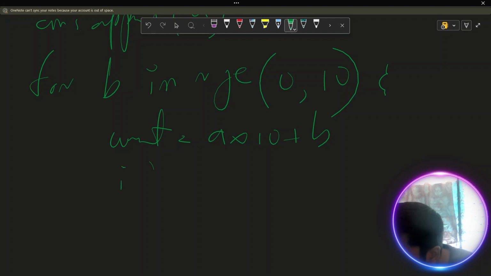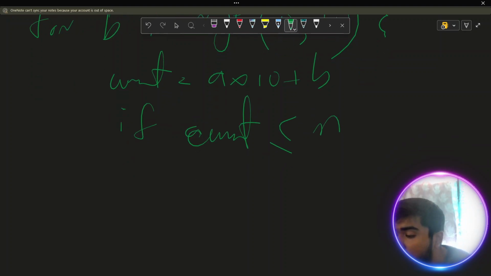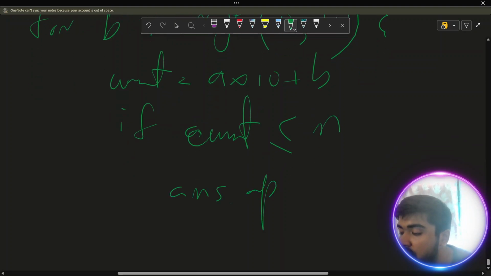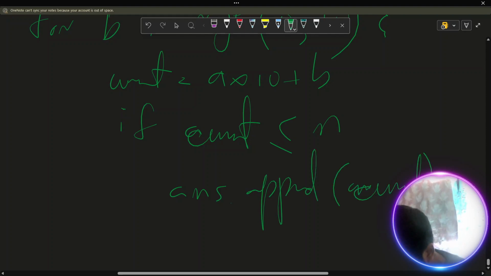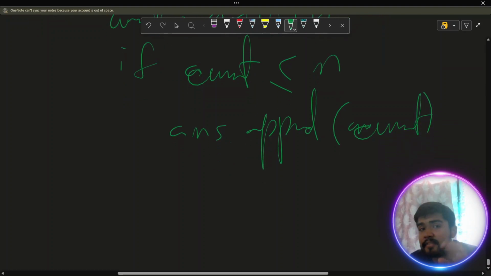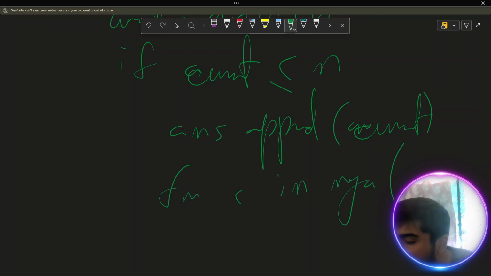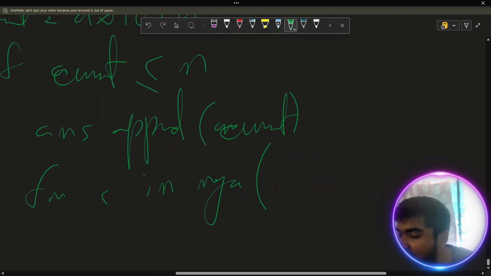And if my current is less than or equal to n, then that is the next lexicographical number. So I can push it to my answer. Yes, I can push my current. answer.append(current). And now for c also we have to play the same game. So we can start a c loop, for c in range from 0 to 10. Yes, totally agreeing guys, totally agreeing.